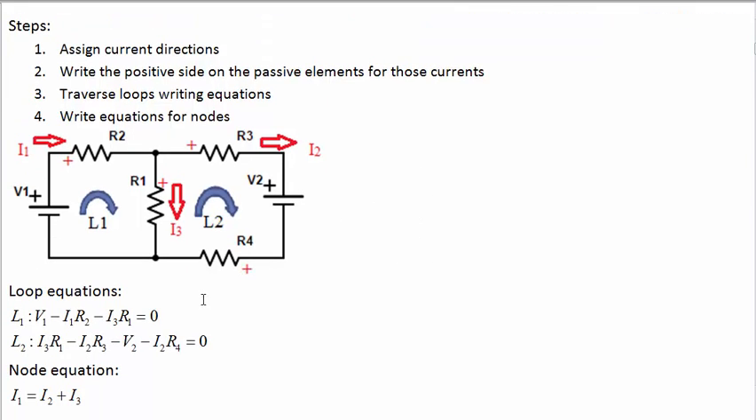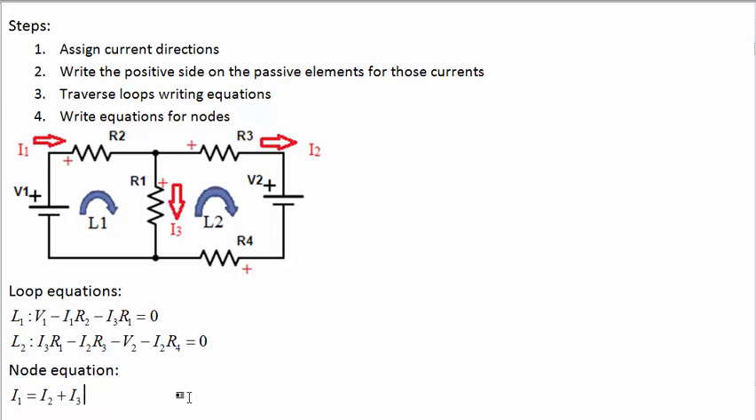Welcome back. All right, here we go. Loop equations. Bottom left loop, we go up by V1, down by I1 R2, down by I3 R1, and we're back to start. Loop 2, up by R1 I3, down by R3 I2, down by V2, down by I2 R4. Now the one node equation at the top, you can see we got I1 going in, I2 and I3 going out.